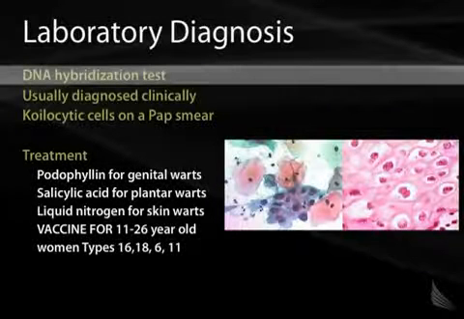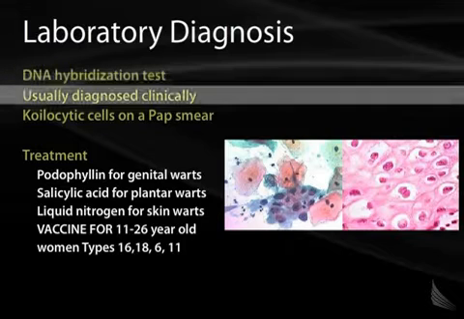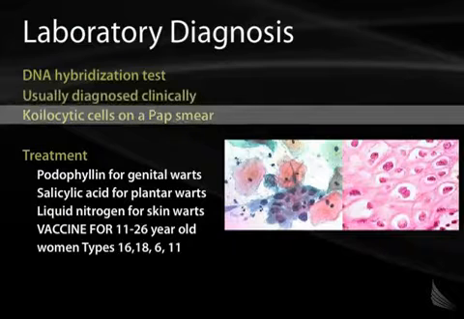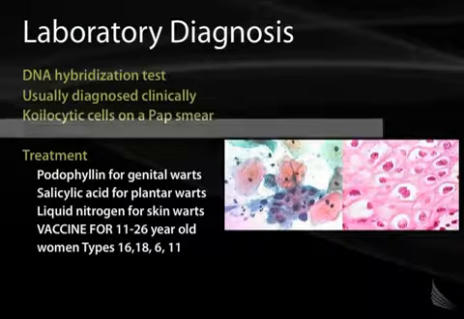Lab diagnosis is usually a DNA hybridization test. It's usually diagnosed clinically, however. Somebody comes in and they've got viral warts. You have a good idea of what the cause is. You can get koilocytic cells on a pap smear.